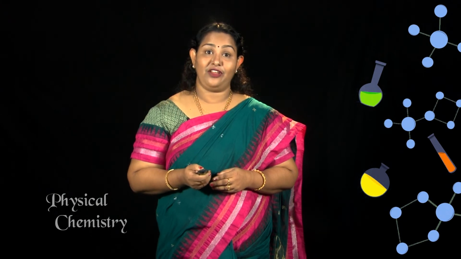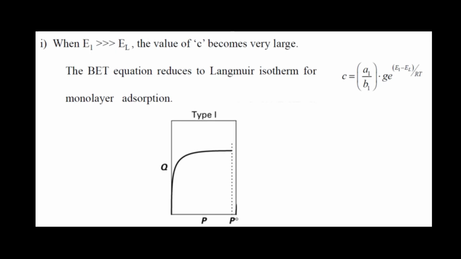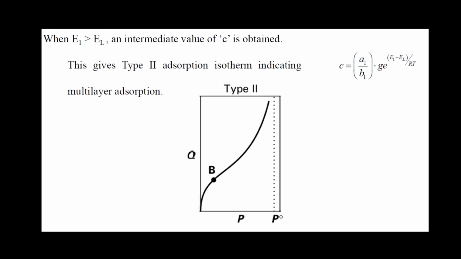The first case, when E1 is very much greater than EL, the value of C becomes very large. The BET equation reduces to the Langmuir isotherm for monolayer adsorption. In the next case, when E1 is greater than EL, an intermediate value of C is obtained.